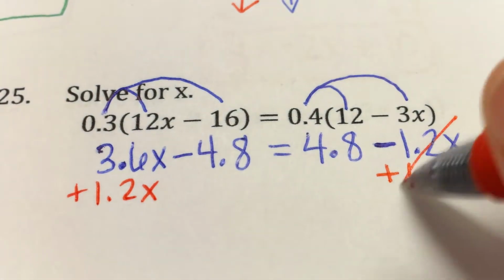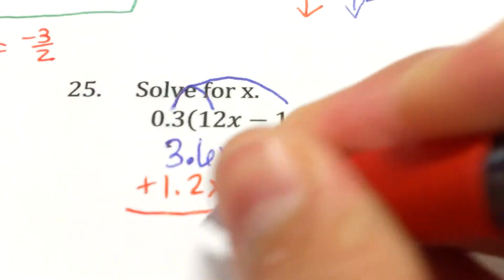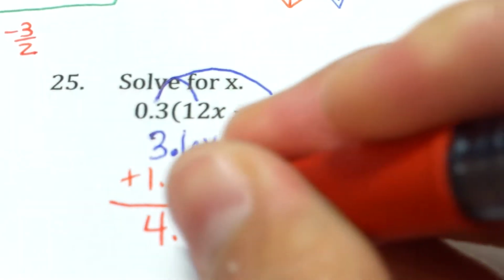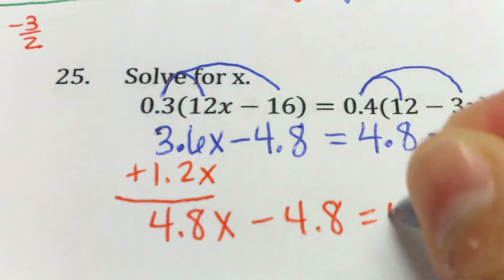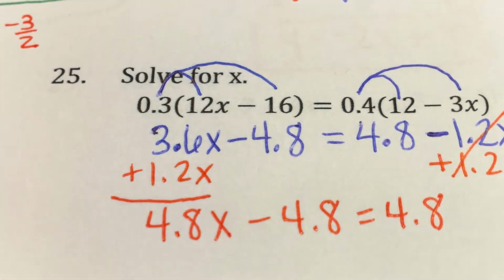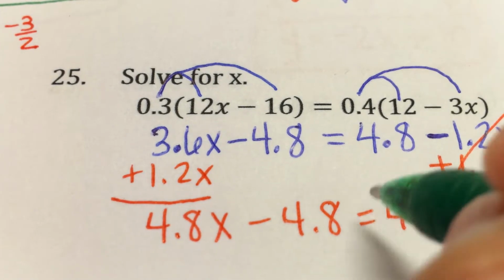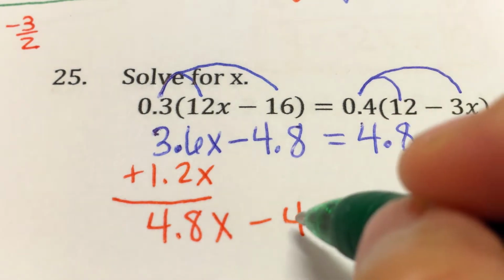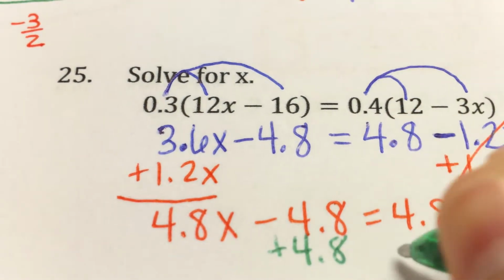This cancels out because it becomes 0. Here you add 4.8x. Bring everything else down. It's a lot of 4.8s. Then we have to get rid of this 4.8. Since it's subtracting, we get the opposite. We add 4.8 to both sides.